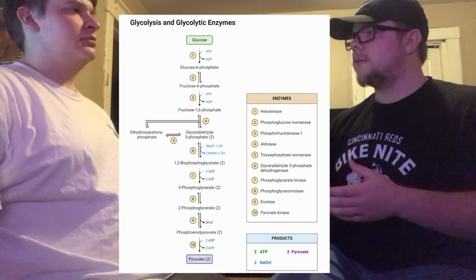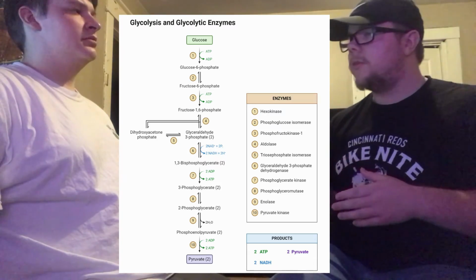In step 6, it also gives us back 2 NADH, 1 per each pyruvate. Now these ATP and NADHs will go on to serve functions in other cellular functions like the ATP pump, or they could also be used to go back and help break down a different glucose molecule.